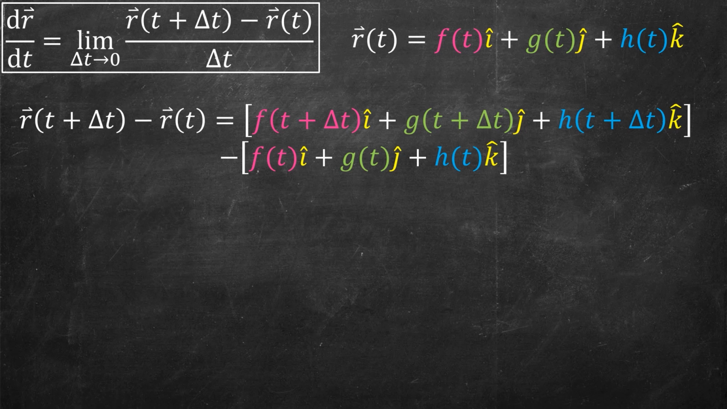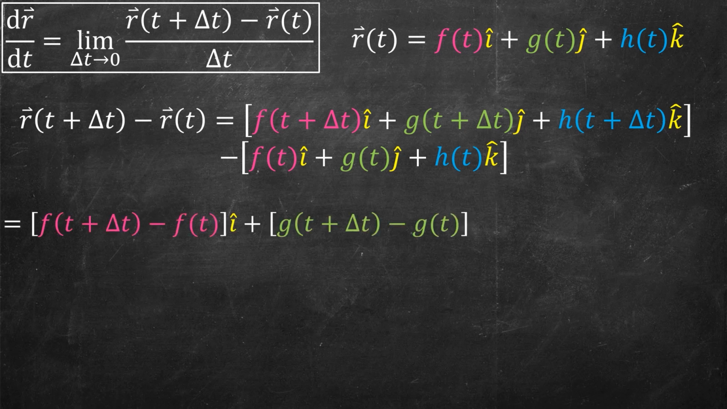Then I can rearrange a little bit. So I'm going to put all the stuff with f together, and that's going to form f of t plus delta t minus f of t, all of that in the i hat direction. Then I put the green g of t stuff together, that's in the j hat direction. And then I put the blue h of t stuff together, that's going in the k hat direction. So I've just rearranged some terms and put in some brackets, that's totally valid. All right, now what I want to do is look at the difference quotient with the limit out in front of it.